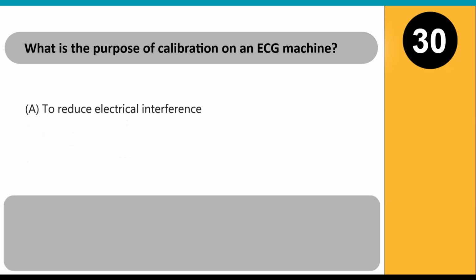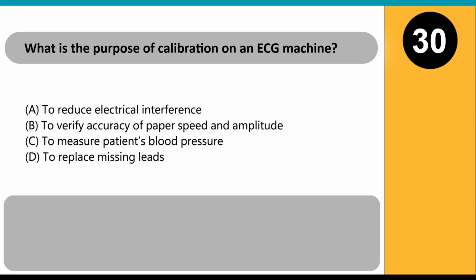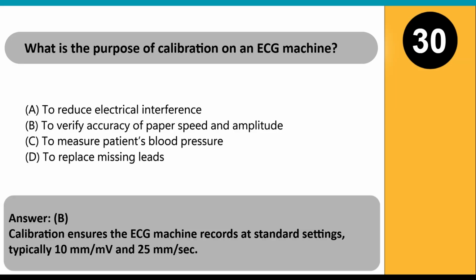What is the purpose of calibration on an ECG machine? A. To reduce electrical interference. B. To verify accuracy of paper speed and amplitude. C. To measure patients' blood pressure. D. To replace missing leads. Answer B. Calibration ensures the ECG machine records at standard settings, typically 10 mm per mV and 25 mm per second.